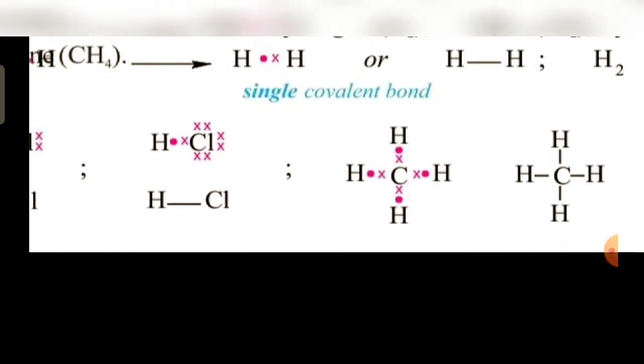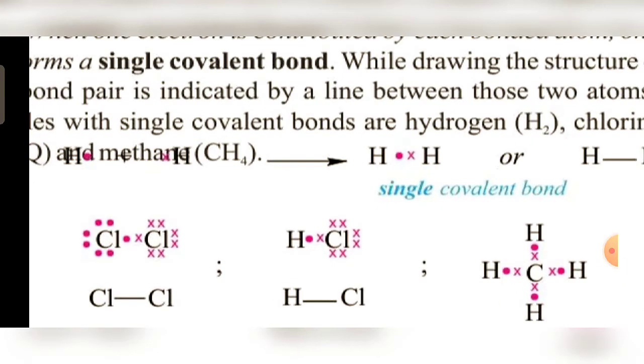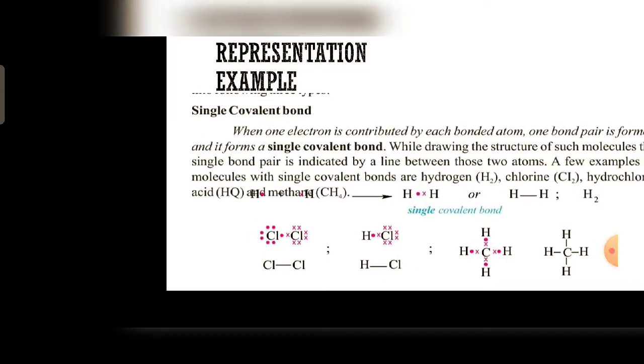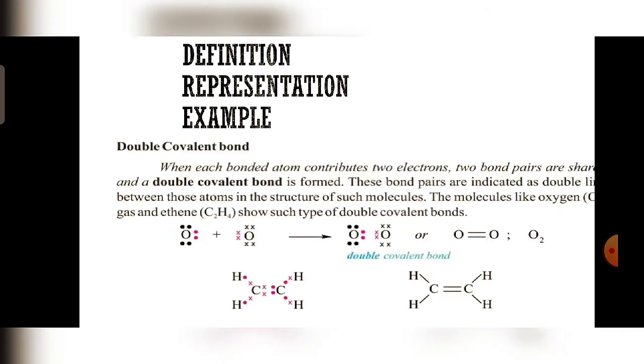And next I will explain the difference between single bond and double bond, and then I will explain the formation of CH4 molecule. Third, the double covalent bond. When each bonded atom contributes 2 electrons, 2 bond pairs are shared and a double covalent bond is formed.